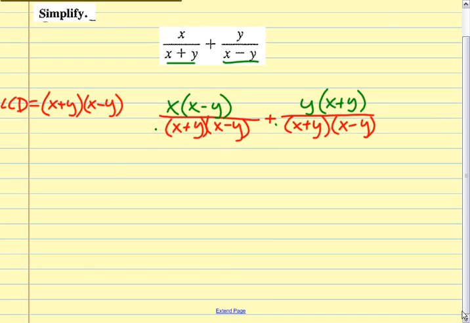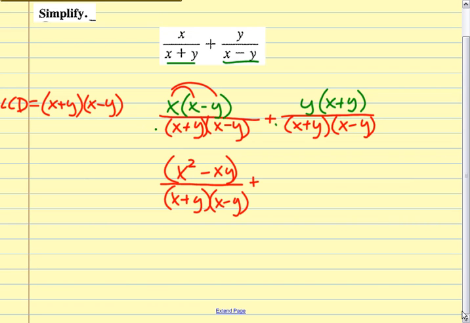Jet, you could simplify right now. I'm not going to. But you could. You want to? Jet wants to. He wants to see what it looks like. Okay. So now I have to rewrite x squared minus xy. That's what this one is. Right? Okay. All over x plus y times x minus y, plus xy plus y squared all over x plus y times x minus y.